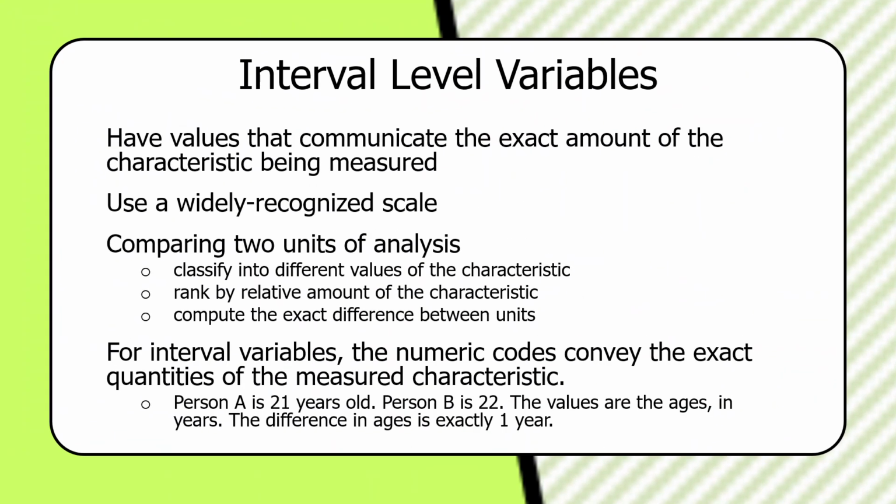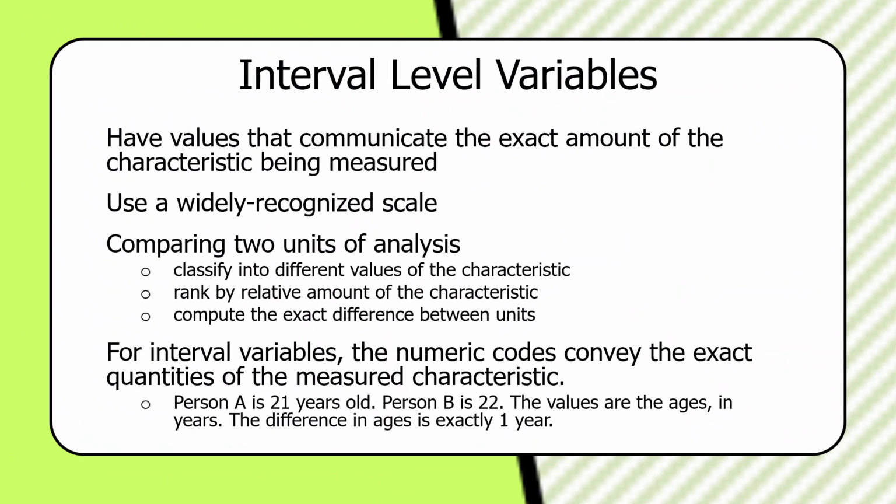Interval level variables have values that communicate the exact amount of the characteristic being measured. When you look at the numeric codes of an interval level variable, they are the characteristic you're measuring. So you look at age in years. You'll see that coded as just age in years, and you'll say, okay, that doesn't stand for anything. That is the quantity that I'm measuring. Interval level variables use a widely recognized scale: distance in miles, age in years, income in dollars, time between coups in a country in years, that sort of thing.